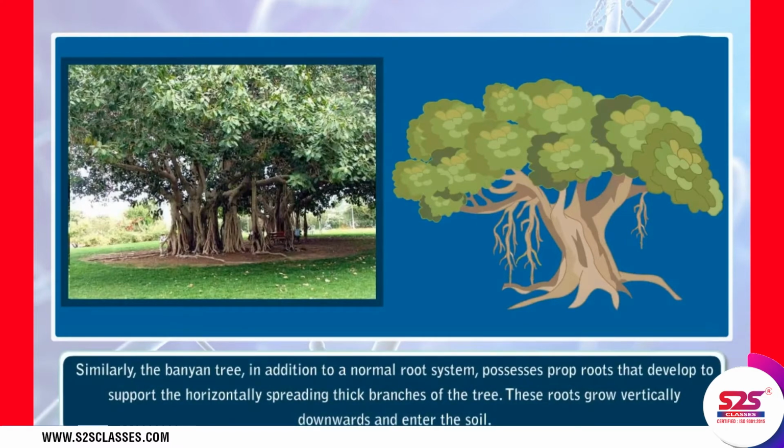Similarly, the banyan tree, in addition to a normal root system, possesses prop roots that develop to support the horizontally spreading, thick branches of the tree. These roots grow vertically downwards and enter the soil.